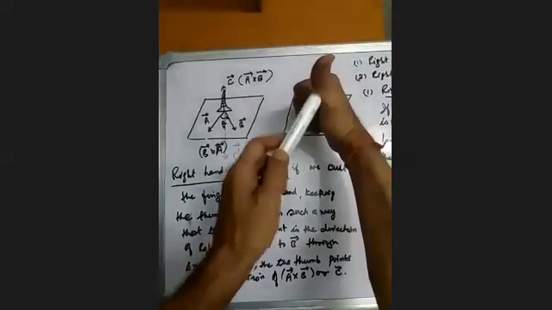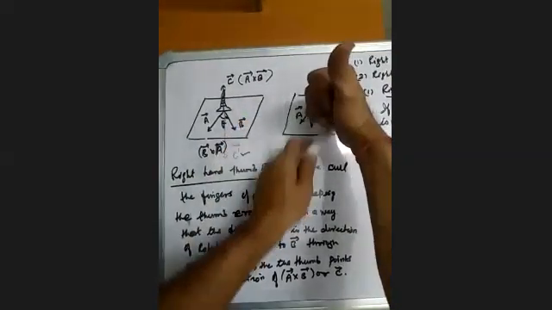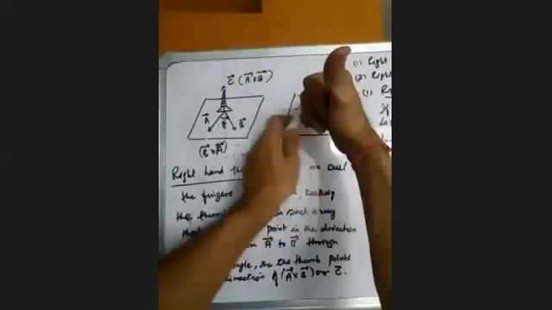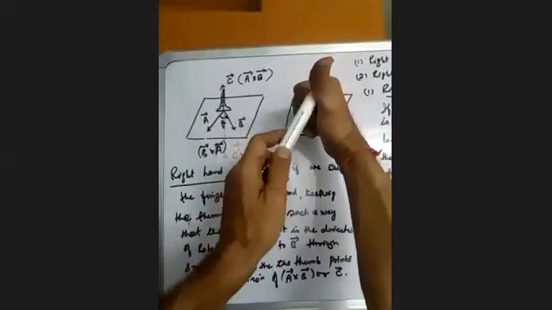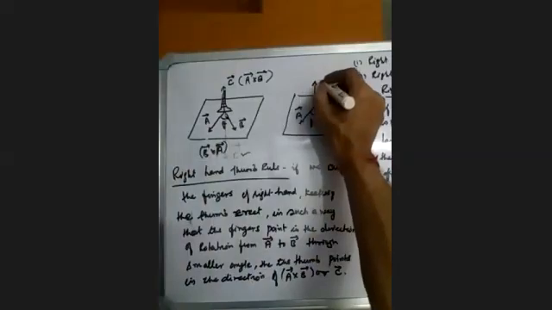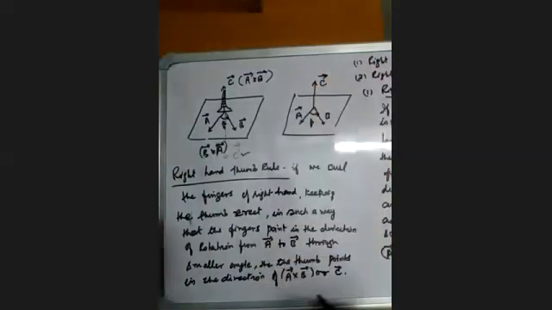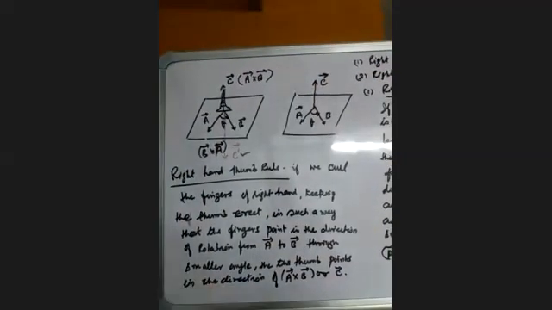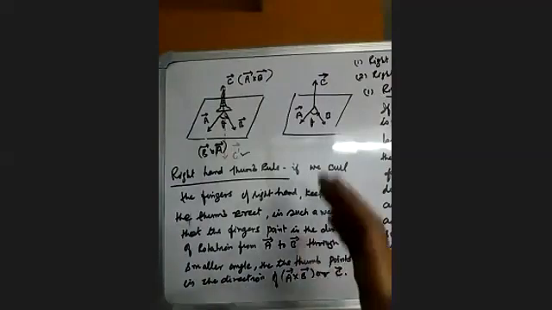Now this direction of the thumb is perpendicular to the plane in which A vector and B vector are located, and in the upward direction. So this is the direction of C vector. So this is how we can find out the direction of C vector with the help of the right-hand thumb rule.